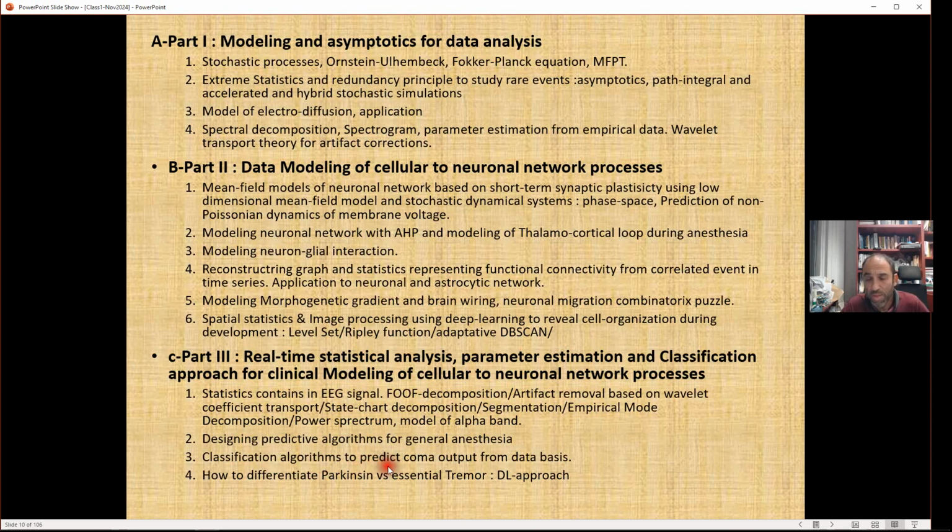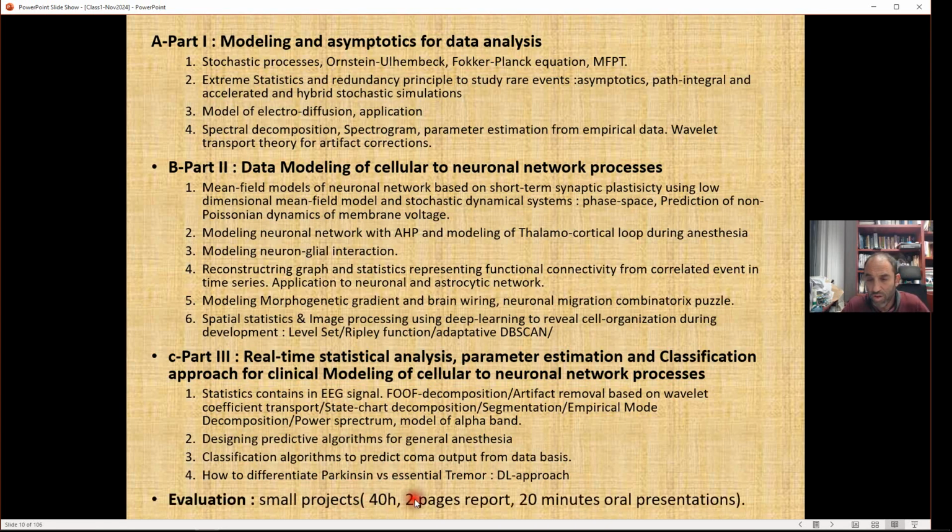Classification algorithms are also very important because you want to make sure that you're in a given state. So for example, can we predict the outcome of coma? Is the person going to survive or not? If the person is surviving, with which accuracy? How to differentiate Parkinson's versus essential tremor. So we will also discuss this part if we have time.